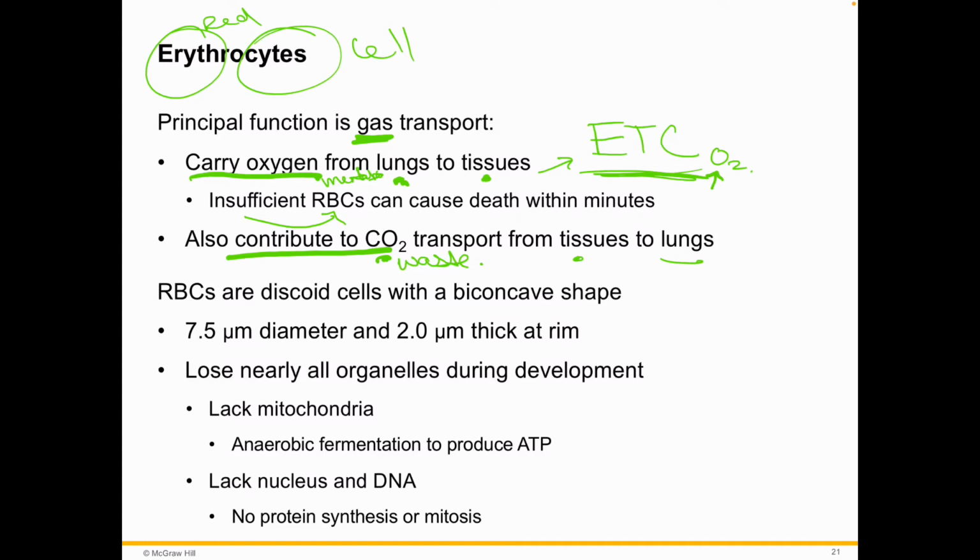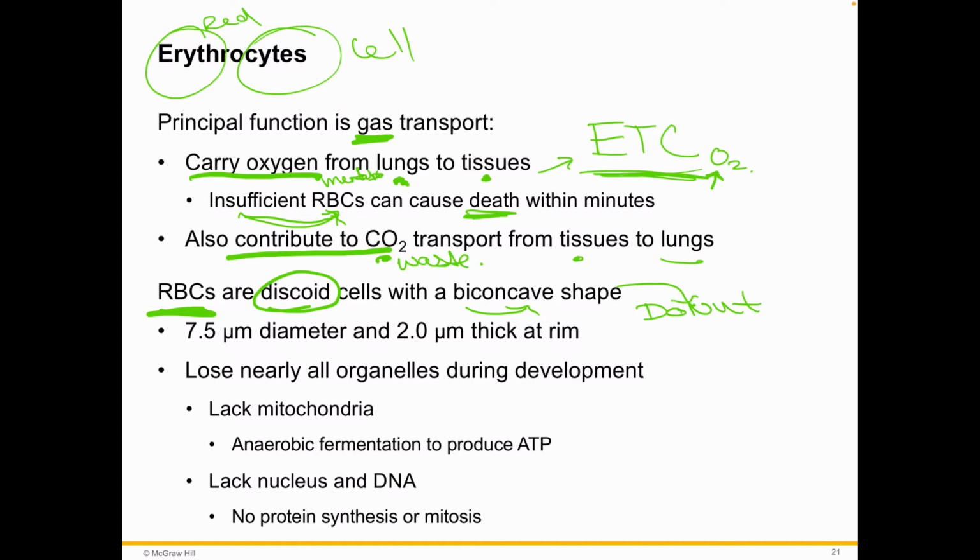So when you don't have enough red blood cells delivering enough oxygen around, it's essentially suffocation of tissues, right? A hypoxic state, with death right away, and at different rates for different tissues. Anyway, red blood cells are discoid cells, meaning they're kind of disc-like, and we'll look at that. They have a biconcave shape, like a donut.